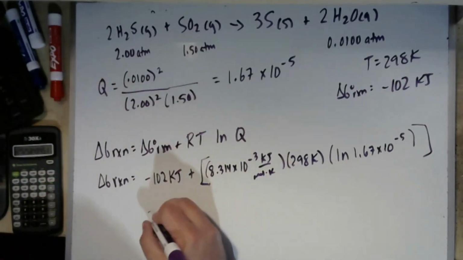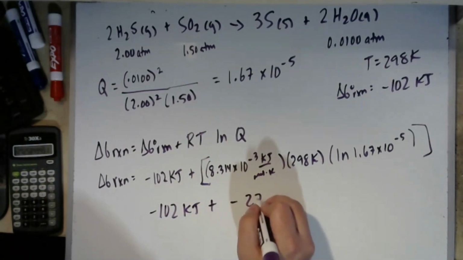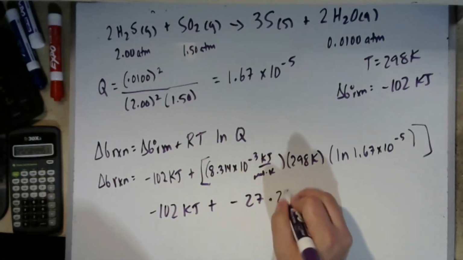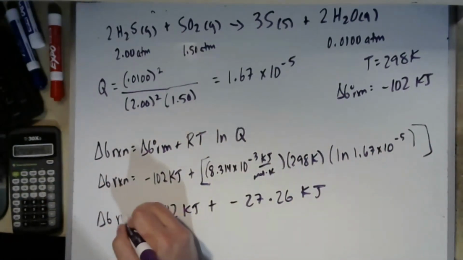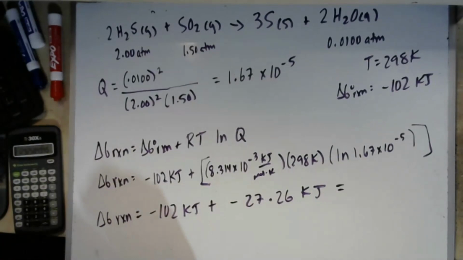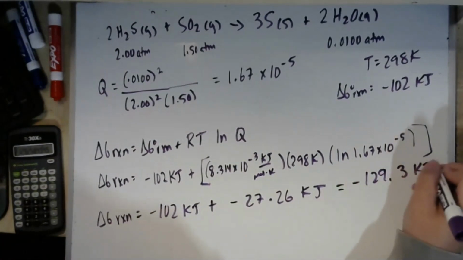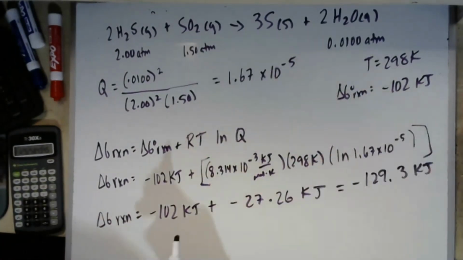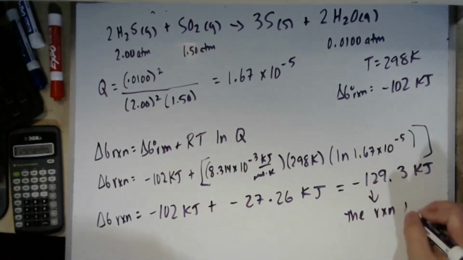Okay, so we're going to get negative 102 kilojoules plus negative 27.26 kilojoules. And we get a total delta G for the reaction at this set of conditions of negative 129.3 kilojoules. And if we compare that to the initial delta G of the reaction, we see that at this set of conditions, the reaction is going to be more spontaneous.